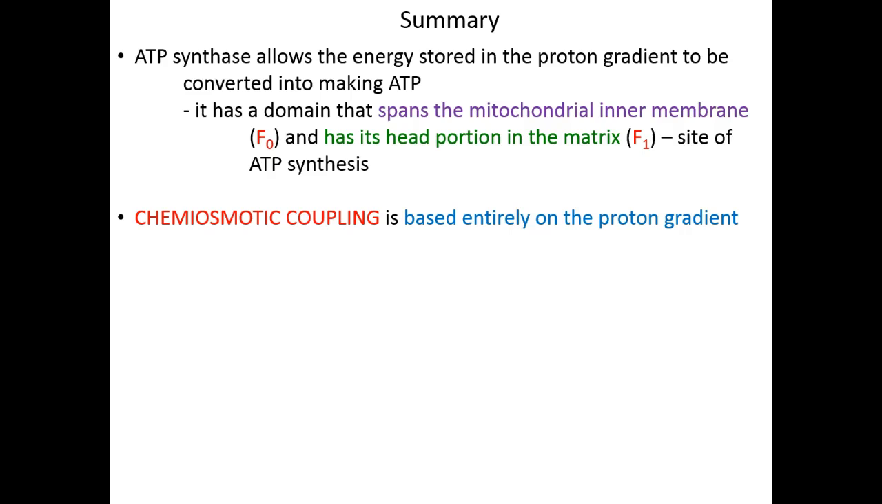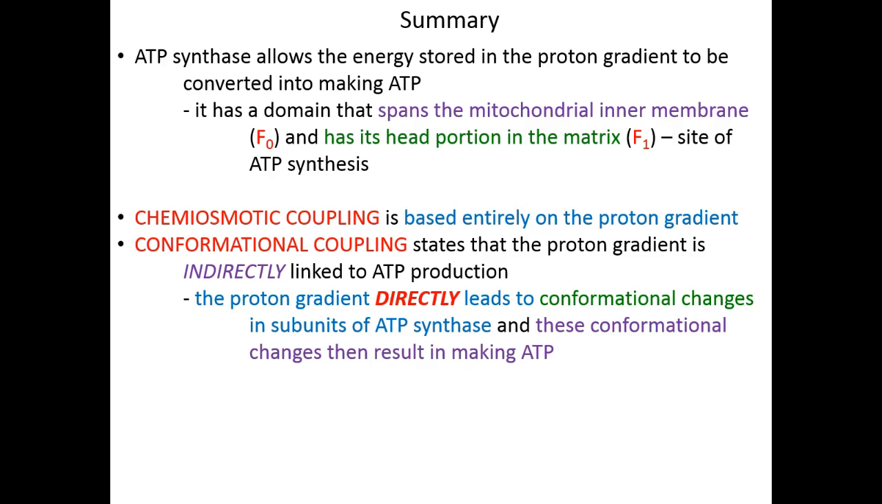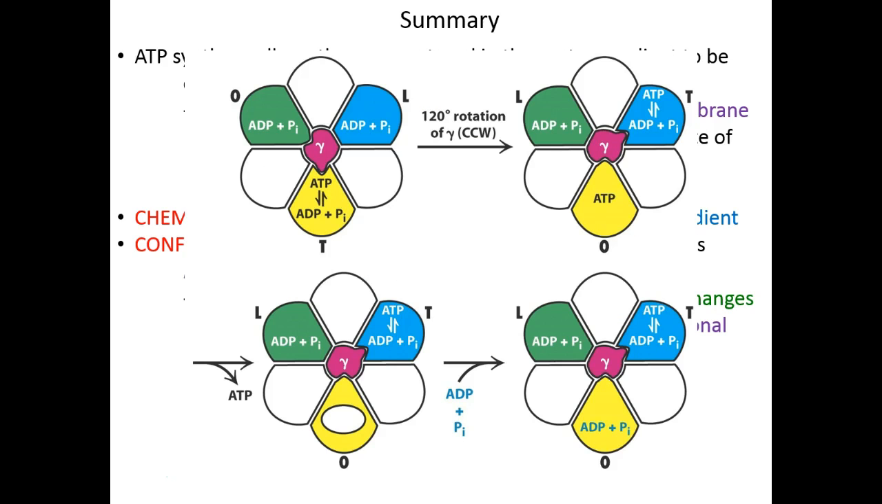Chemiosmotic coupling is the idea that the proton gradient and the proton gradient alone creates ATP. No gradient, no ATP. Conformational coupling, on the other hand, states that the proton gradient is indirectly linked to ATP production only because that proton gradient normally causes the conformational changes to occur in F1. If you could get those conformational changes to occur some other way, you'd still make ATP. And that is true. Conformational coupling more accurately describes how ATP is made through oxidative phosphorylation.